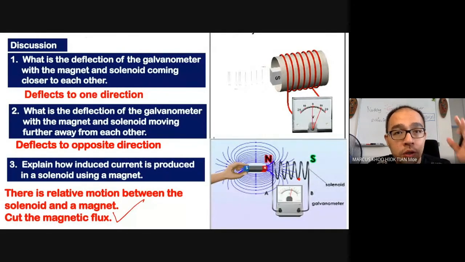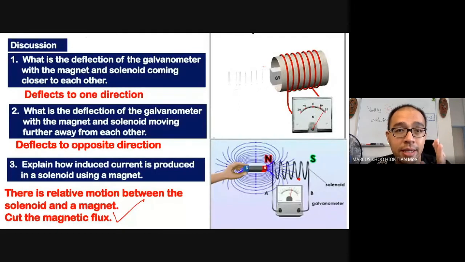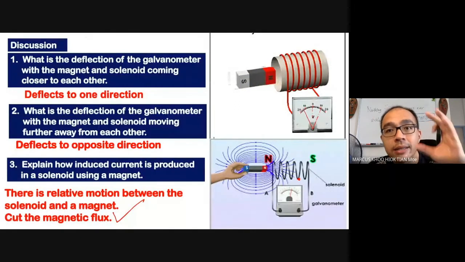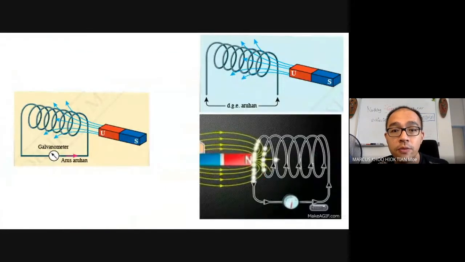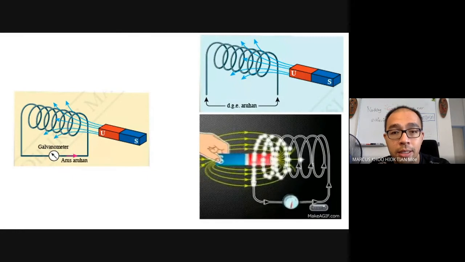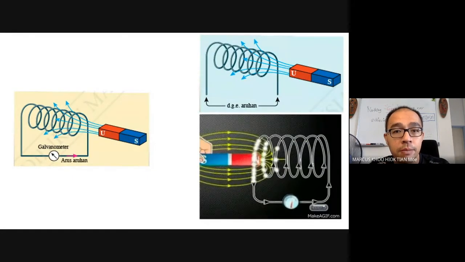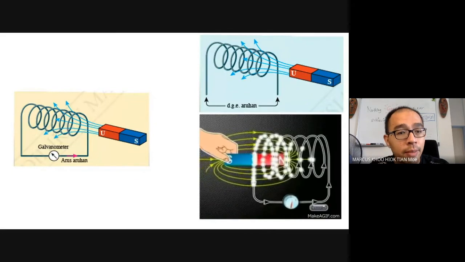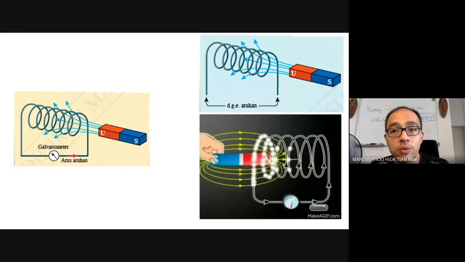Induced current is produced when there is a changing or cutting of magnetic flux. Asalkan itu berlaku, akan terhasil arus. Just that there are many situations in which this can happen. So for example, like this, you push the magnet in, it's going to produce a current. Push the magnet in, it's going to produce a current. You pull the magnet, and of course, different situations will call for different things.